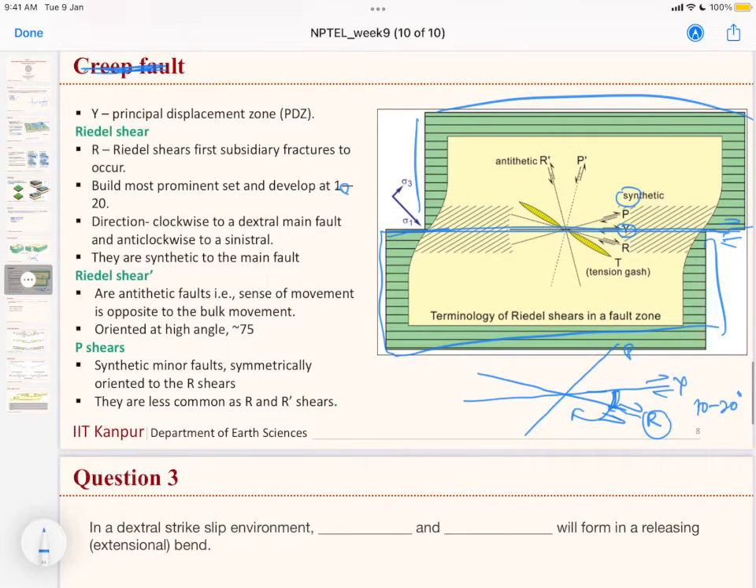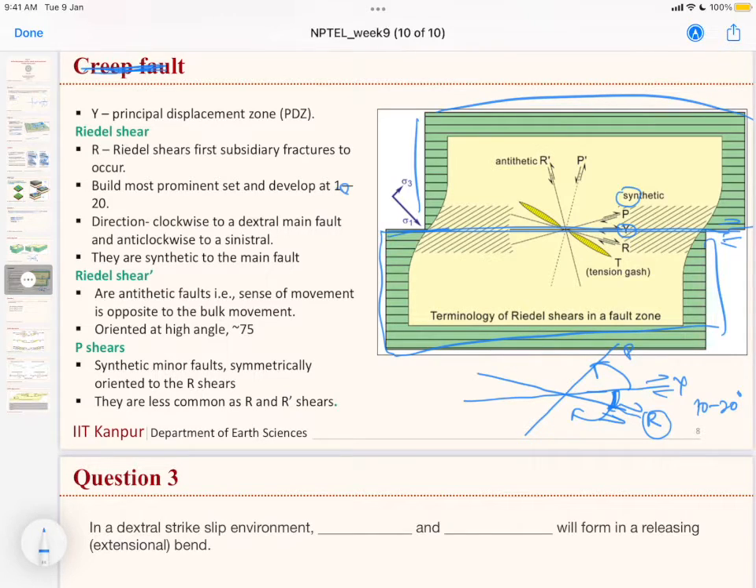What we are considering here is a dextral strike slip fault, and if the secondary fracture R happens, here it should be clockwise for R, and for P it should be anti-clockwise. I think things are clear so far. Now if you have any question, then ask. Then I'll move forward after that.